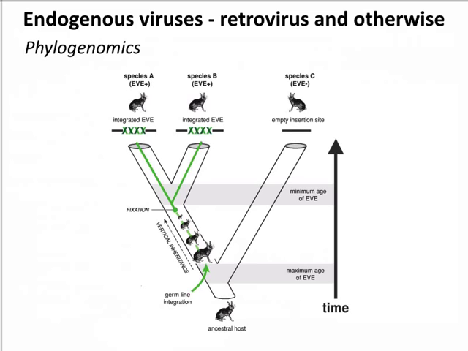So you can get a minimum and a maximum age. And you can do this extensively for many different sequences that you find. And as I said, this is being made much easier because we can sequence all of these animal genomes, and we can do so very rapidly.